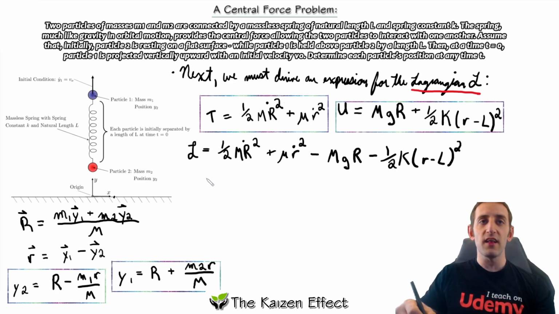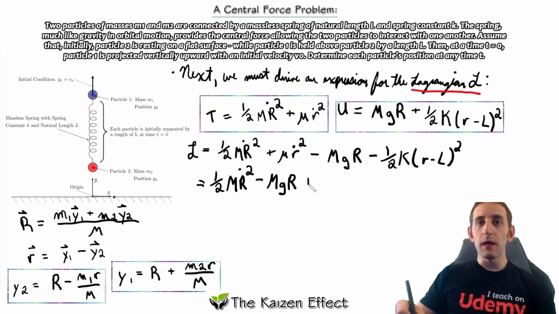I'm going to rearrange it a little bit and talk about why this result is important for central force problems and also for the analysis that is outlined in my second course. So what we're going to do is group terms. We're going to get a 1/2 big M big R dot squared minus big M g big R.